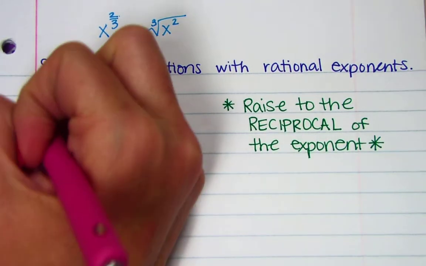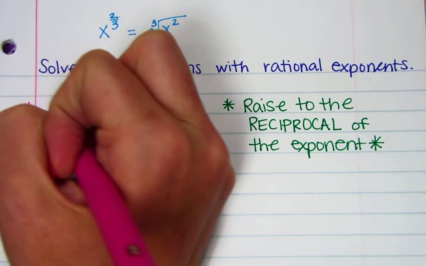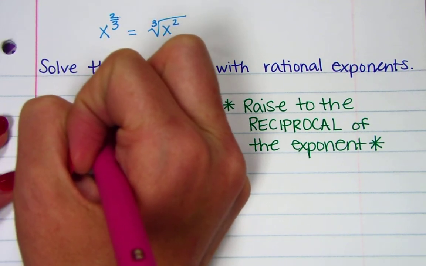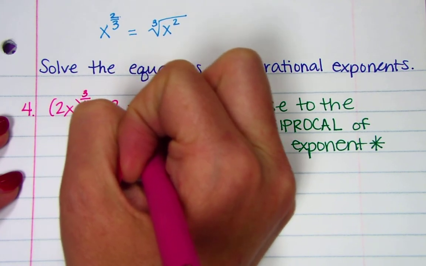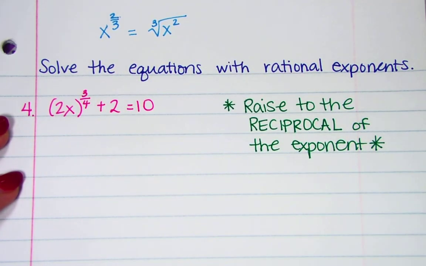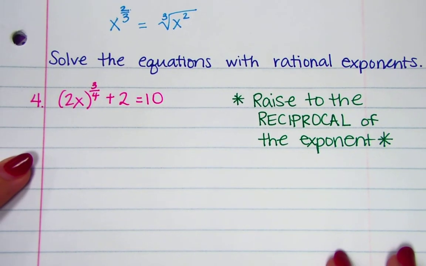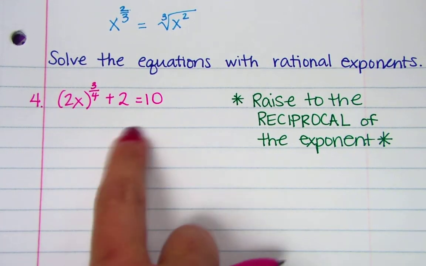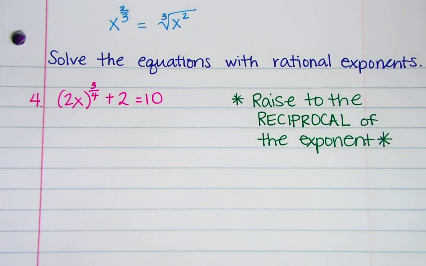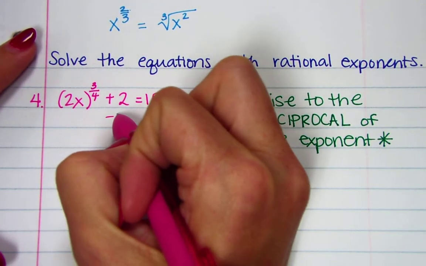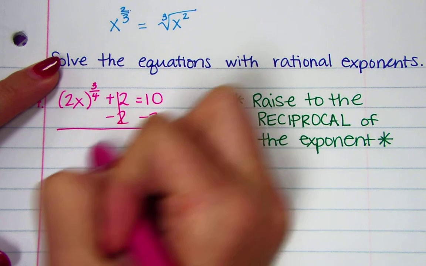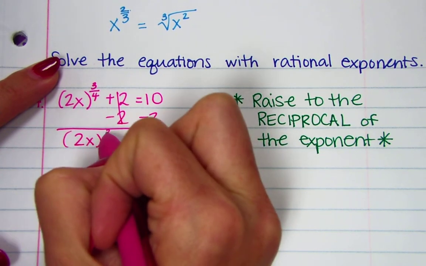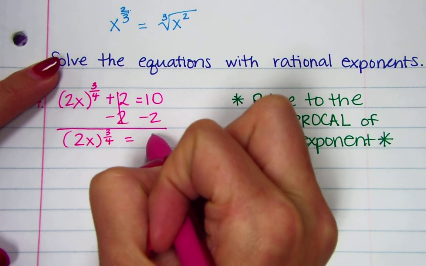Okay, so for example, we've got number 4. We'll have (2x) to the 3/4 plus 2 equals 10. That will be this problem. Okay, so we want to solve it. And what's going to be our first move up here? Even if you don't know what to do, what do you want to do first? Move the 2, right? We can undo this in a second, but we need to move the 2. We'll subtract 2. Ten minus 2 is 8.